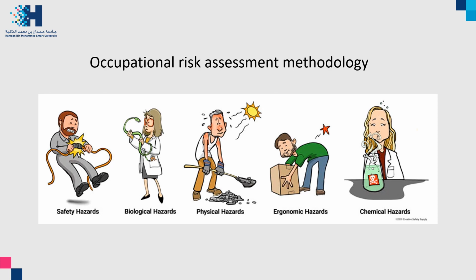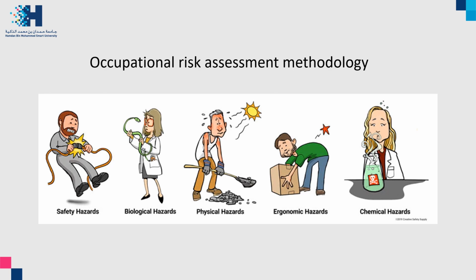Chemical hazards. These are hazards that can cause harm to workers through exposure to chemical agents such as gases, liquids, or solids. Examples of chemical hazards in the workplace can include exposure to hazardous chemicals such as solvents, acids, or pesticides.